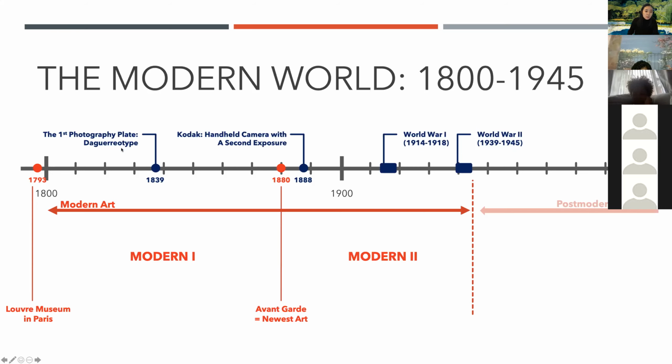We learned about photography before, right? And the first photograph in the world, the daguerreotype, came out during this modern time period. As photography developed, many artists abandoned the traditional art style and tried new art styles, because traditional art was not meaningful anymore thanks to the invention of the camera. That also happened during this time period.